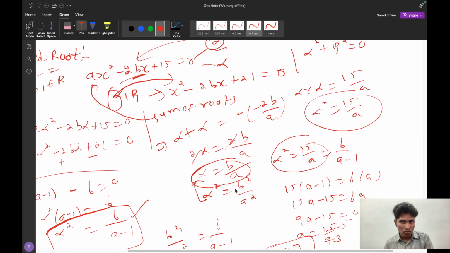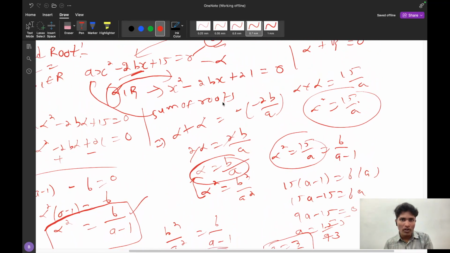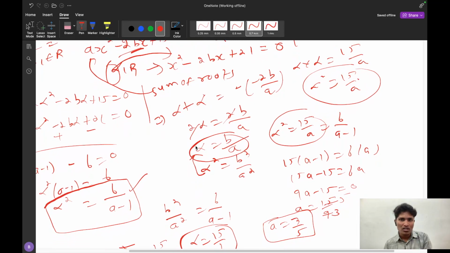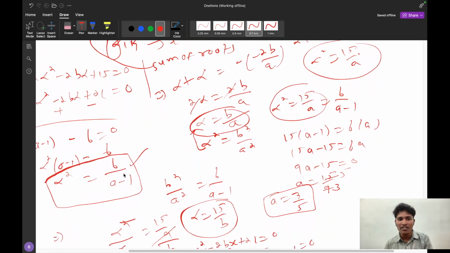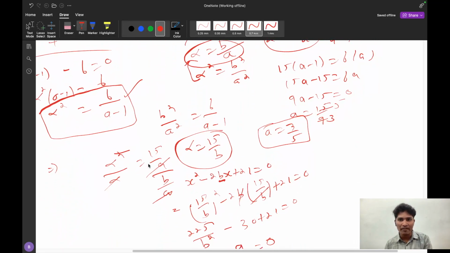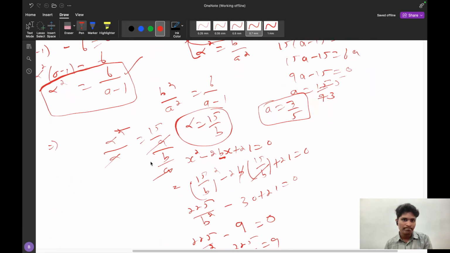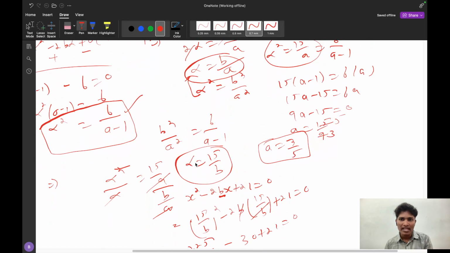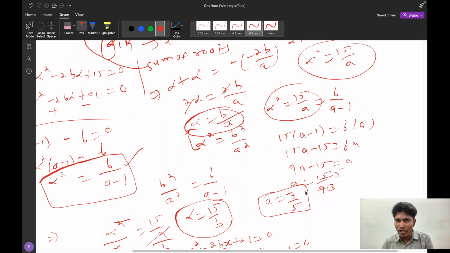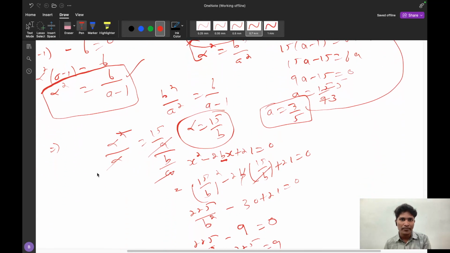Now we got the b value here. So I can find what is beta, because alpha square value I already know. What is alpha square value? Where I written? A value I got here, 3 by 5. I can substitute here in this equation, and b value I got, so I can find the value of alpha.